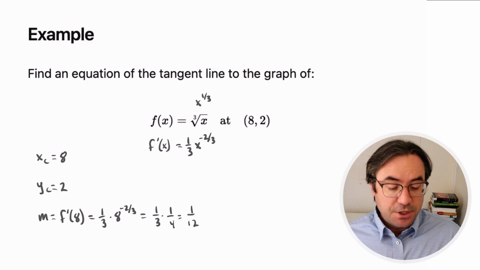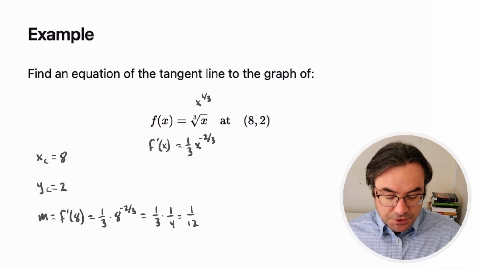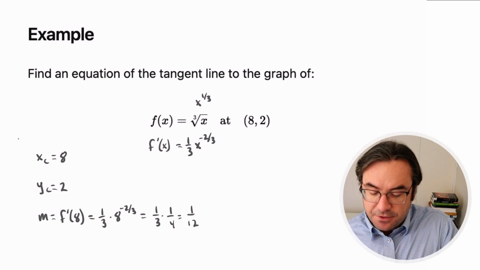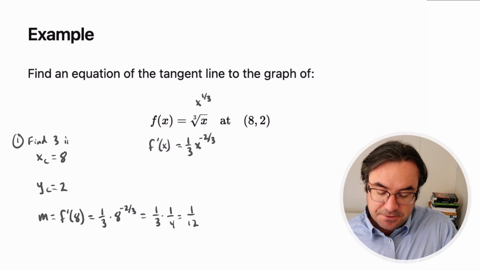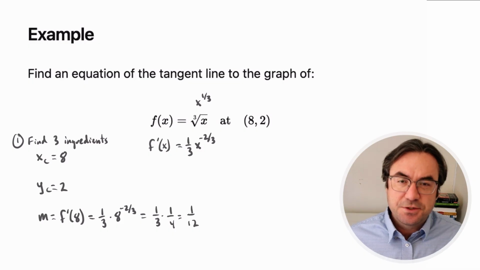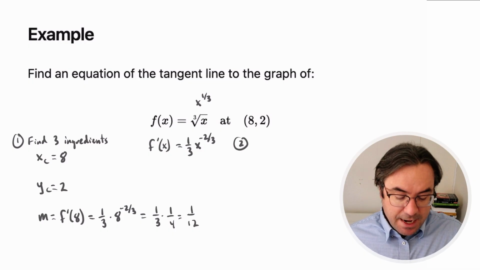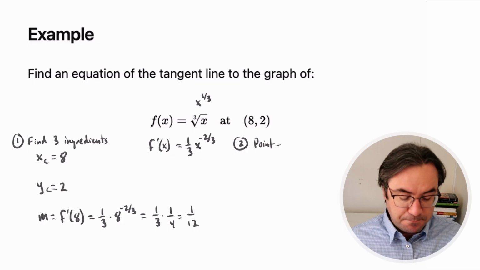All right. So we've got all 3 ingredients now. Once we have all 3 of those things, that's the first part of this. We have to find the 3 ingredients, the 3 things we need for a tangent line. And then once we have those, we go to our point slope formula, kind of like problems we've done before.